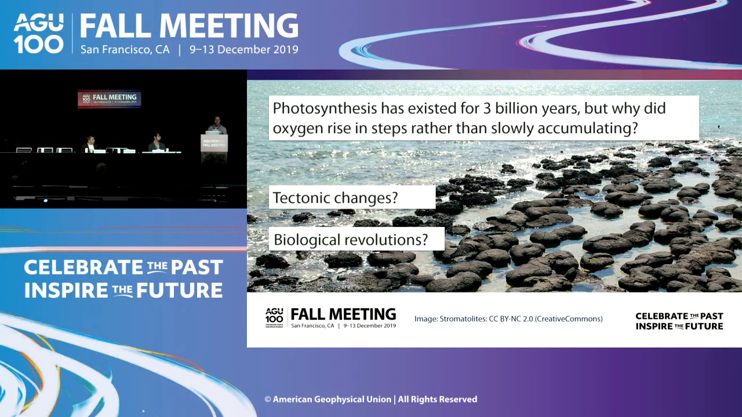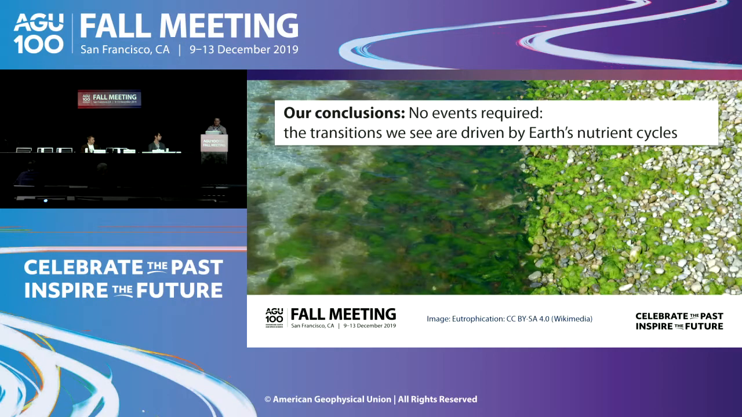So what we've done in this new work, in this paper out today, is we stripped everything back to the most simple things that we need to include in a model. A very simplified model of the ocean, of the atmosphere, of the deeper ocean, and of the feedbacks between the oxygen, carbon, and phosphorus cycles. And our conclusion from this is that we don't require these events. And this is because we include Earth's nutrient cycles, which are not usually included in these kinds of models.